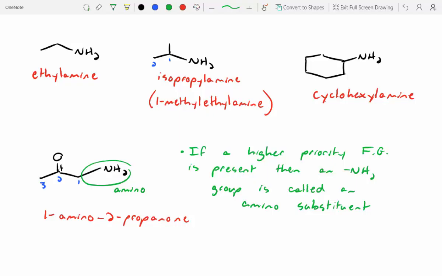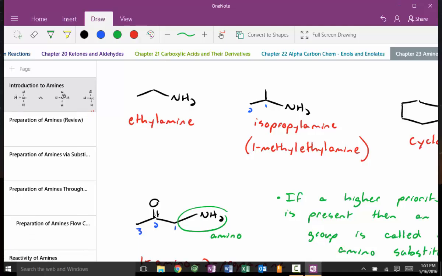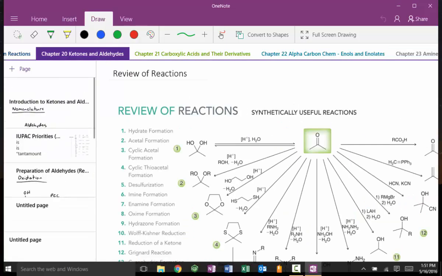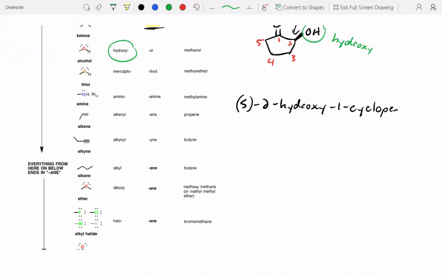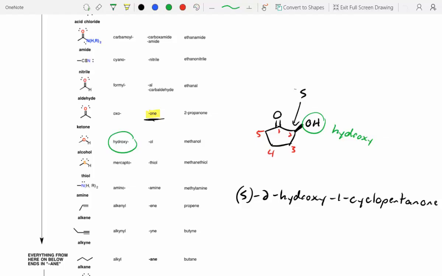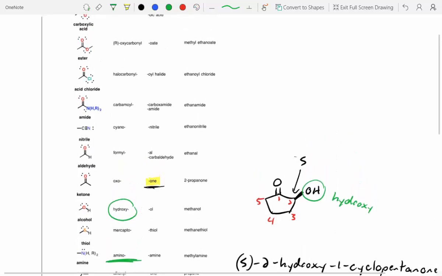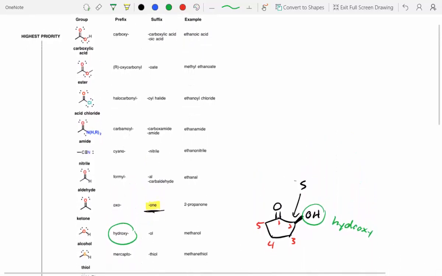What's the next one up from the priority list? That's a good question. If we go back to our priority lists, I think we talked about it in the ketone chapter. Hydroxy's higher. We've got aminos all the way down here. So thiol, an alcohol, a ketone, an aldehyde, a nitrile, an amide, an acid chloride, an ester, and a carboxylic acid are all higher priority.